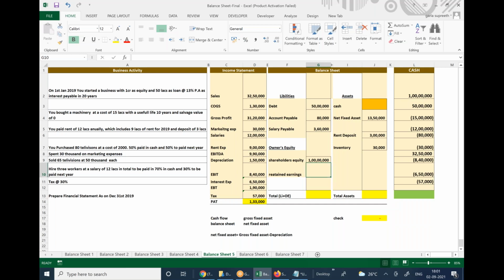So what happens to my retained profit? Same as my profit after tax. So what happens to my total liability and equity? Sum of everything.